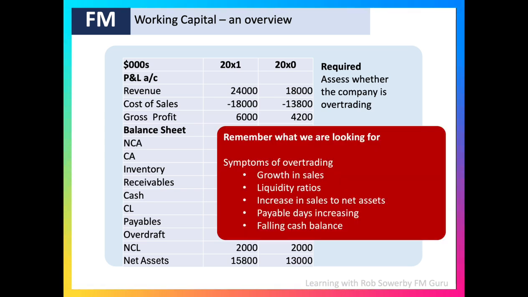So a quick reminder of what we're looking for. We want to look for a growth in sales, liquidity ratios, an increase in sales to net assets, whether the payable days are increasing, and whether the cash balance is falling.